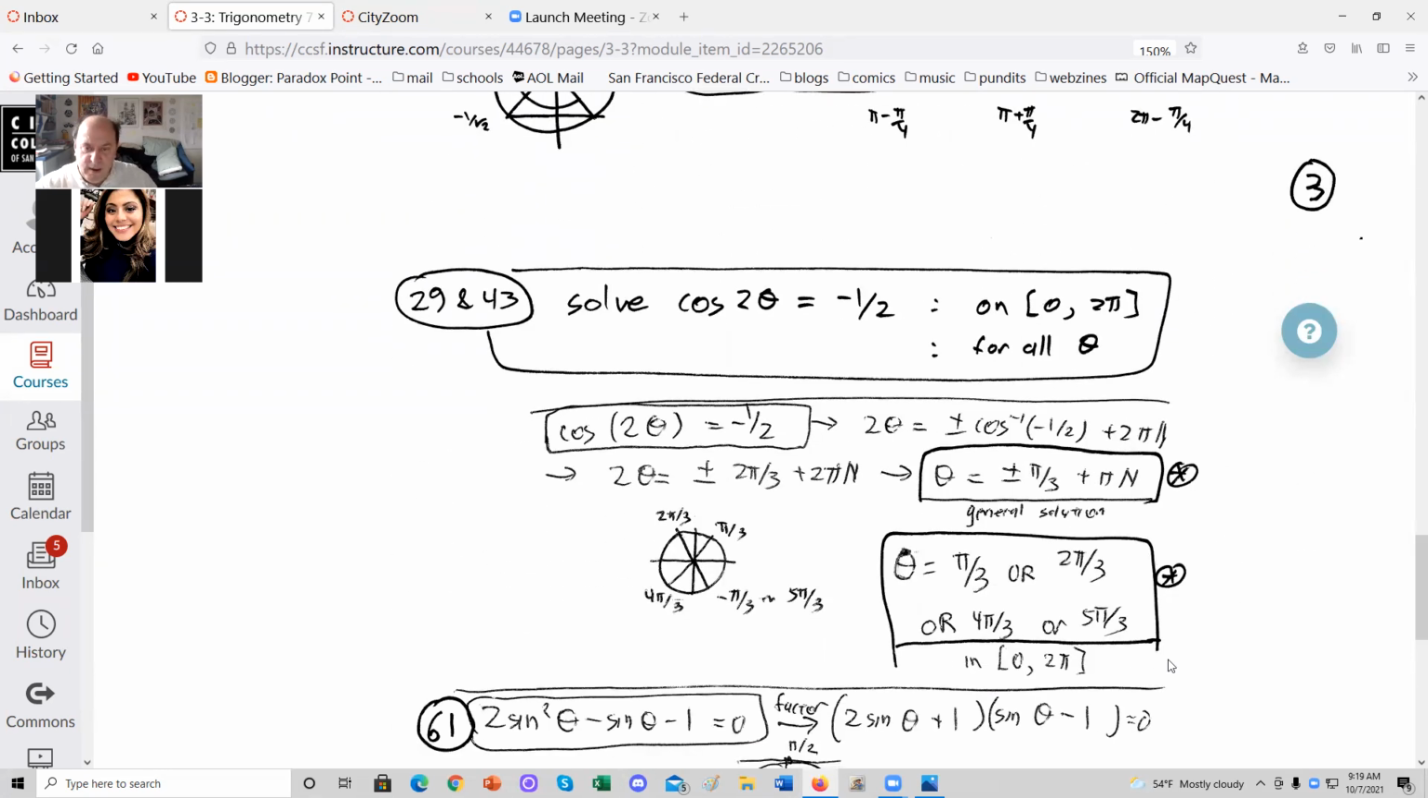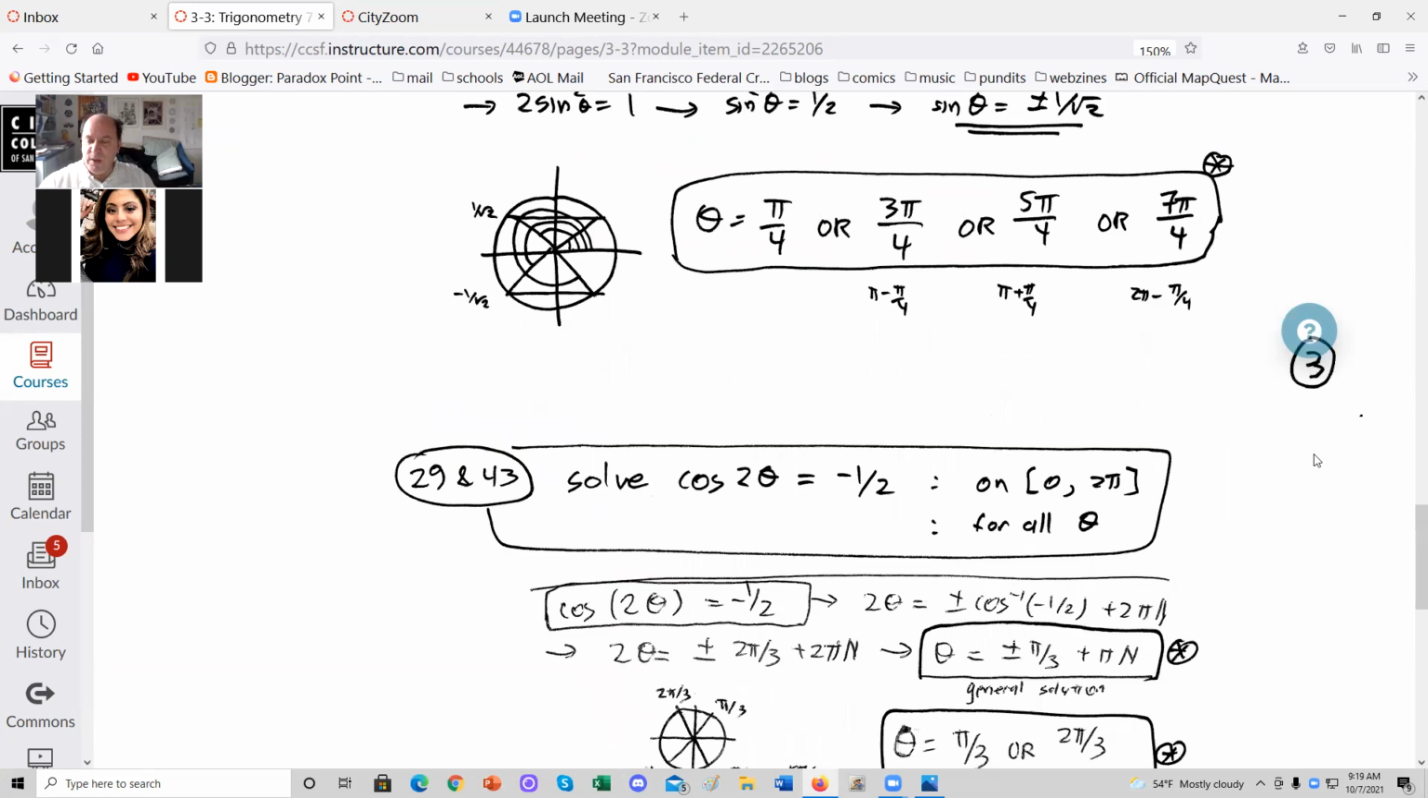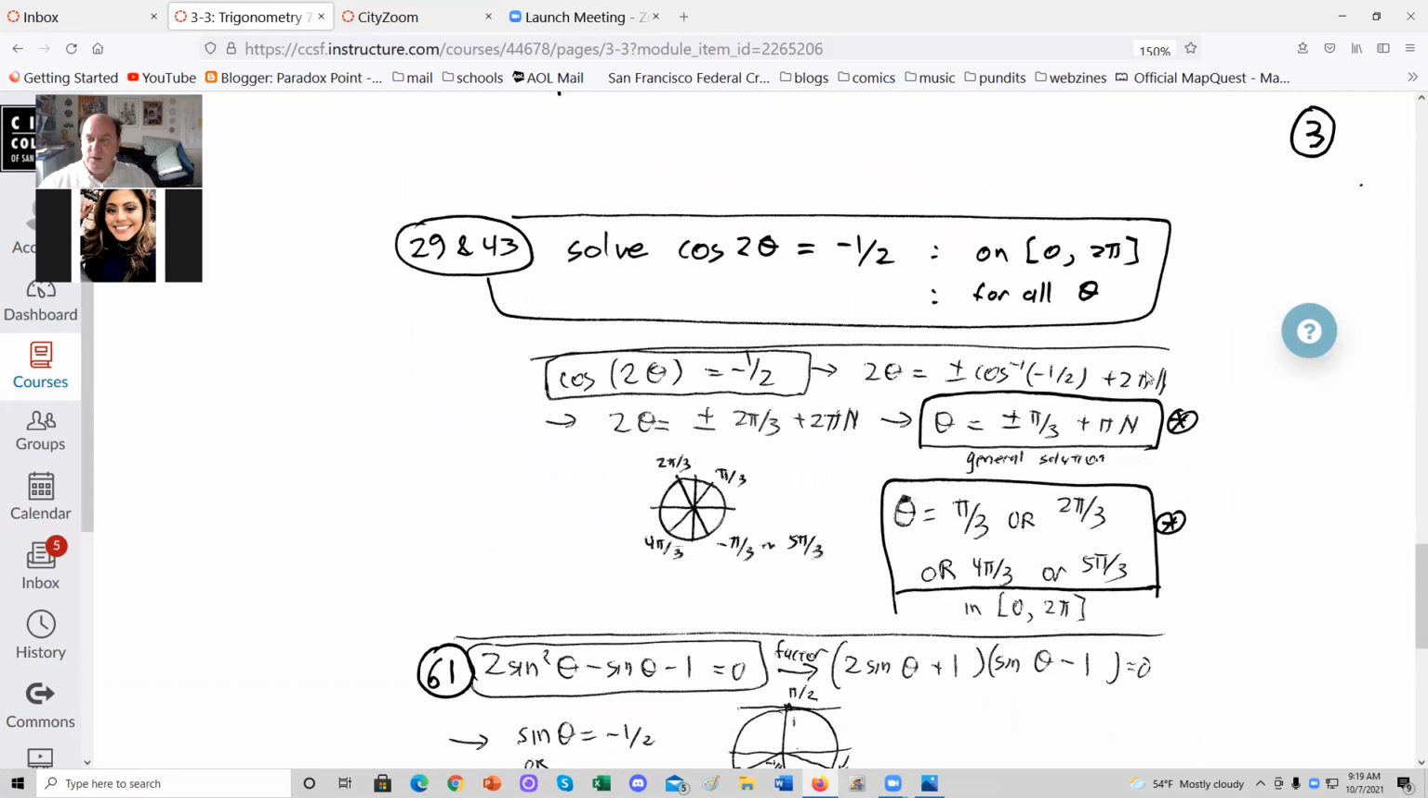Now here things are a little more complicated. Solve cosine of 2 theta equals minus 1/2, both on the unit circle and for all theta. Now this gets a little complicated because of this 2 here. We have to actually look at the general solution to make it work right. Cosine 2 theta equals minus 1/2. So 2 theta is arc cosine of negative half plus 2 pi n. And that'll be 2 theta equals plus or minus 2/3 pi plus 2 pi n.